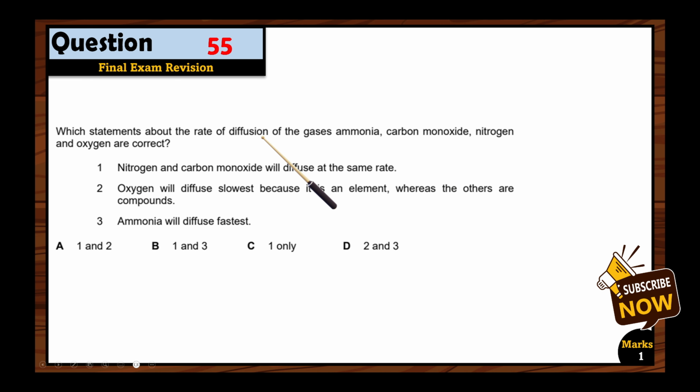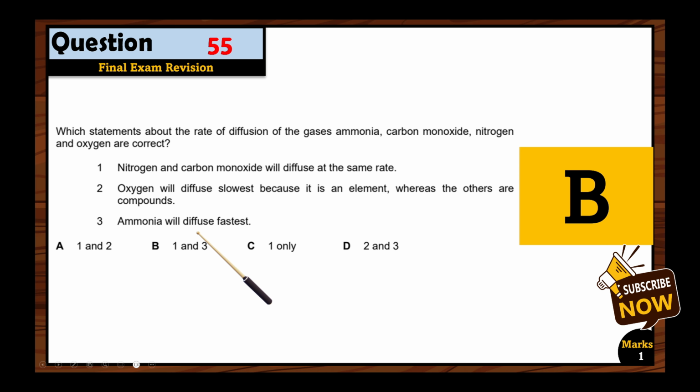Question number 55. Which statement about the rate of diffusion of the gases ammonia, carbon dioxide, nitrogen, and oxygen is correct? Nitrogen and carbon dioxide will diffuse at the same rate. I think nitrogen and carbon dioxide have the same molecular mass. You have to calculate, okay? Then you will know. The second is oxygen will diffuse slowest because it's an element, whereas the others are compounds. That's wrong. It's not dependent on which one is an element or a compound. It depends only on the mass. So option 2 cannot be right.